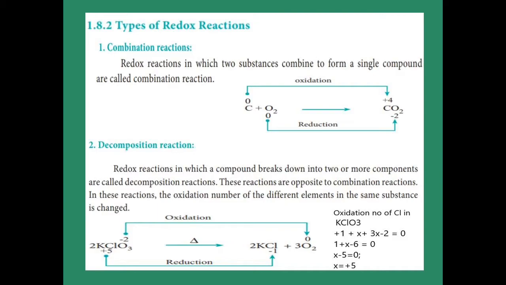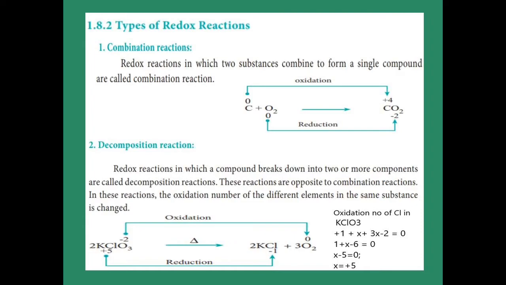Next one, decomposition reaction. Decomposition means the compound breaks down into two or more components. Here potassium chlorate, KClO3, breaks down and gives potassium chloride plus oxygen. Now we have to find the oxidation number for chlorine in KClO3. We know very well potassium is +1. We don't know chlorine, so put X for chlorine, and oxygen -2. There are 3 oxygens, so 3 into -2.